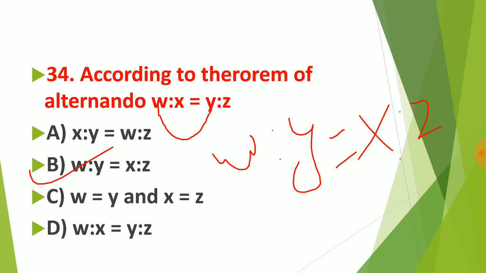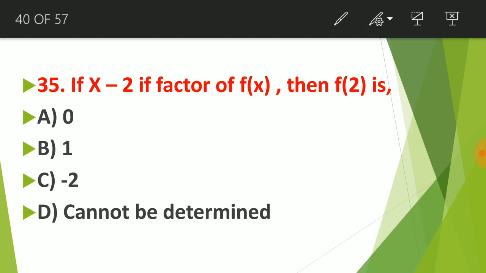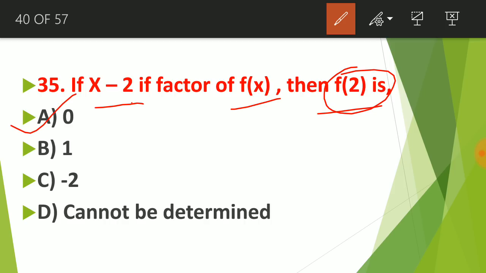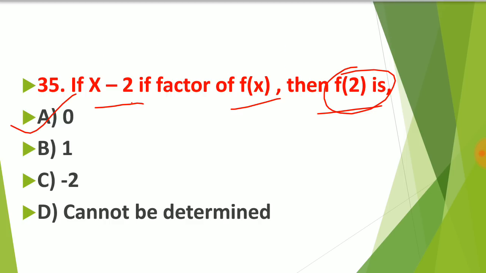Now let us see question number 35. If x minus 2 is factor of f(x), then this is from factor theorem. If certain x minus a is a factor of f(x), then f(a) becomes 0. Here in the place of a there is 2. Because of that, f(2) will be 0. So 0 is the answer for question number 35. So recall factor theorem, remainder theorem.